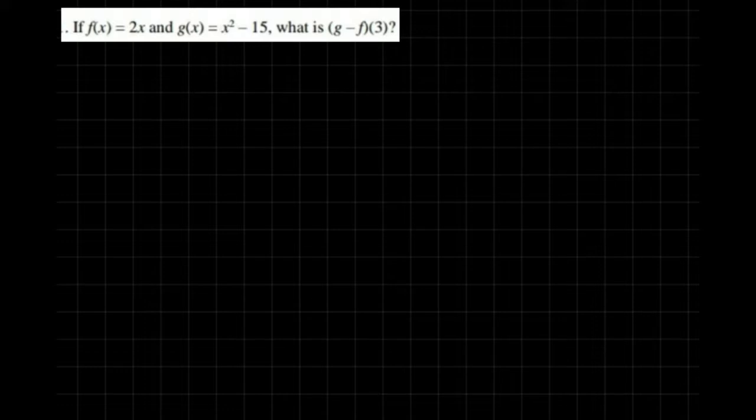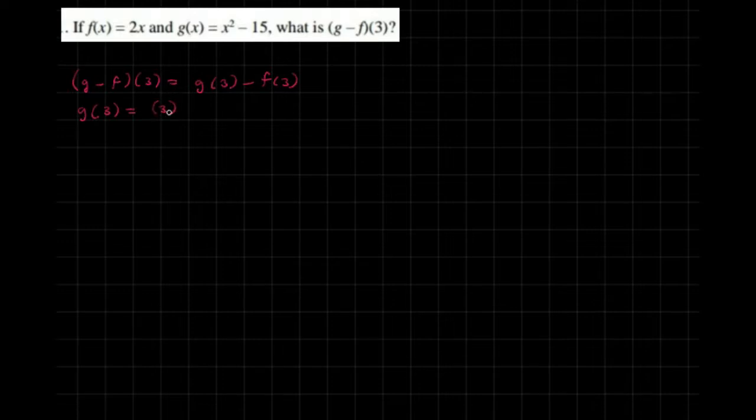Alright, if f of x is equal to 2x and g of x is equal to x squared minus 15, what is g minus f of 3? If you're subtracting two functions, g minus f of 3 is equivalent to writing g of 3 minus f of 3. To figure out what g of 3 is, I'm going to plug this into my g of x function, x squared minus 15.